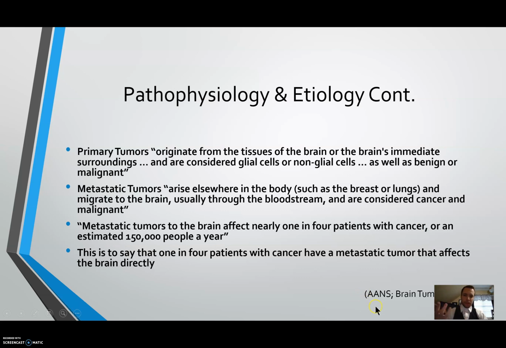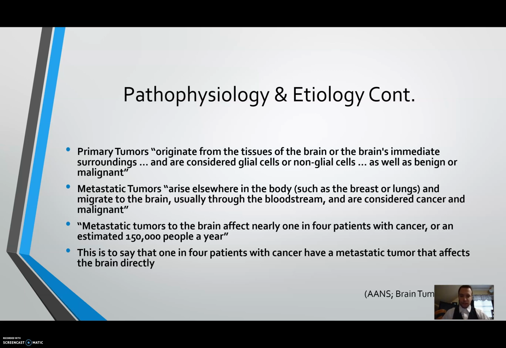So primary tumors are going to be the ones that are formed in your brain or within the tissues that are just around the brain. That's why they're also known as glial and non-glial cells. And that's, like I said, where you're going to find your breakdown of malignant or benign.